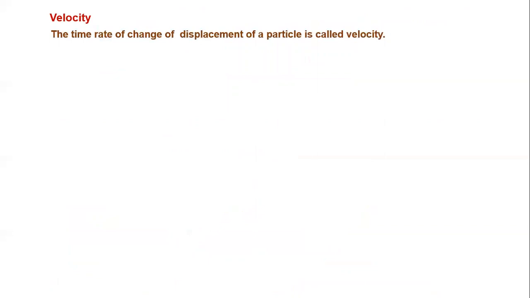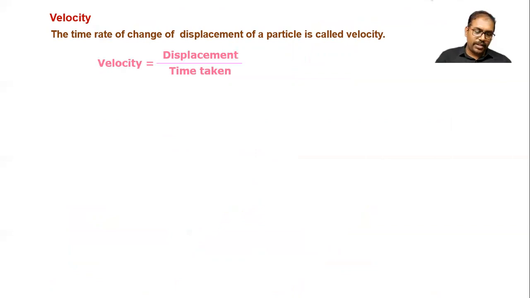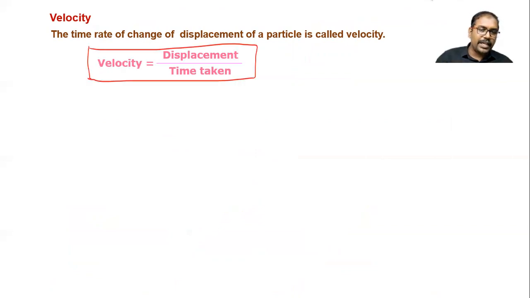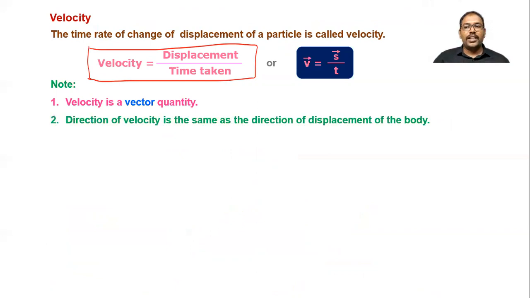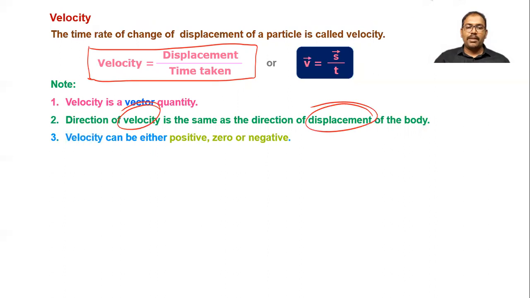Now velocity. What is velocity? Velocity is the time rate of change of displacement of a particle. You can see the formula of velocity: displacement divided by time, or we can write v bar equals s bar divided by t. Velocity is a vector quantity. The direction of velocity is the same as the direction of displacement. Velocity can be positive, 0 or negative, as any vector can be positive, negative or 0.